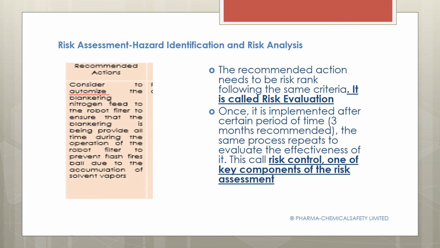So now the risk evaluation after implementation is called risk control. We need to evaluate the risk. Once you have the recommended action in the same session, you can risk rank again. Actually, if you want to have a successful risk assessment and risk control, you need to conduct the risk ranking 3 times. One is with the existing safeguards that you have, or the current procedures, the current engineering measures that you have in your process.